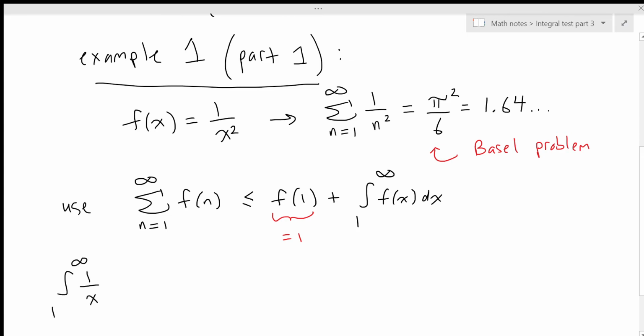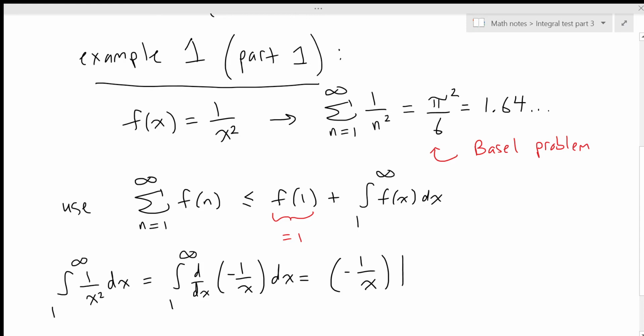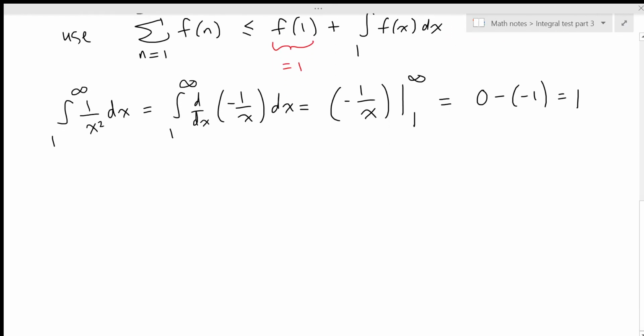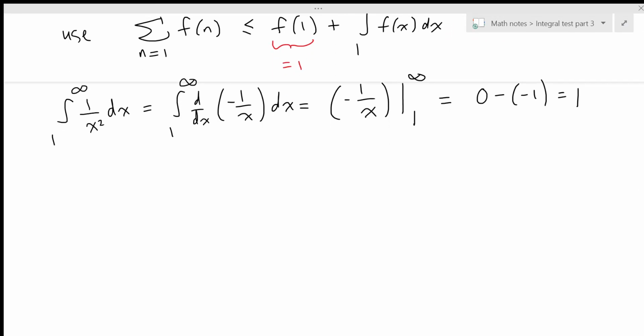We have the integral of 1 over x squared. It's equal to the integral from 1 to infinity of the derivative of minus 1 over x. So we have minus 1 over x, and we have to take its value at infinity and subtract the value at 1. If you do this, you'll get 0 minus negative 1, which is equal to 1. So when we put this all together now, we find this bound.